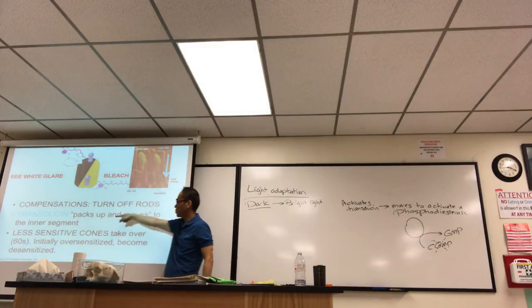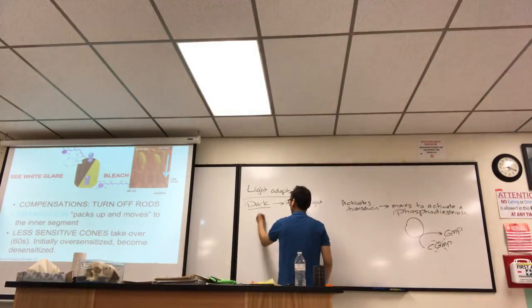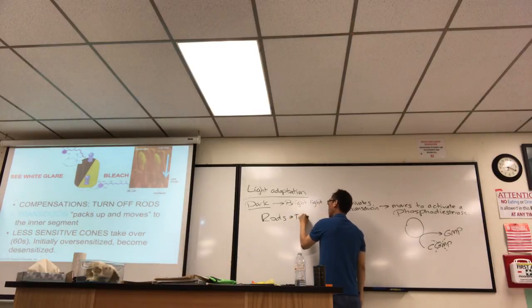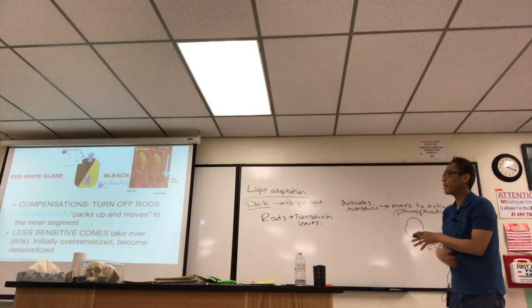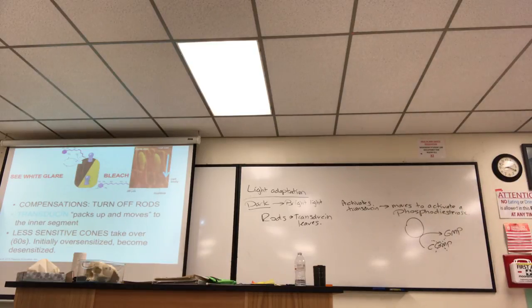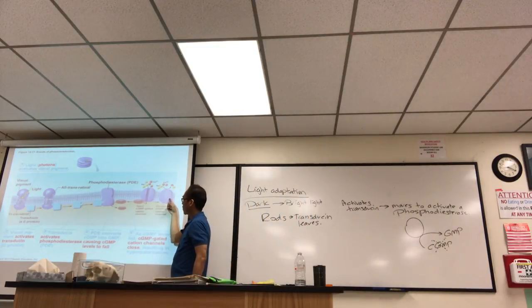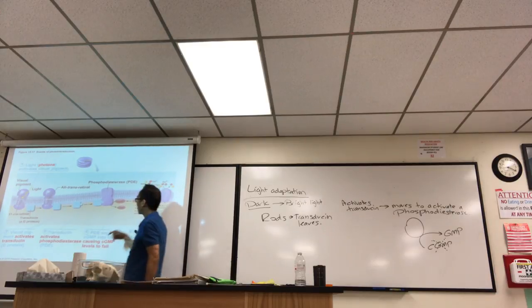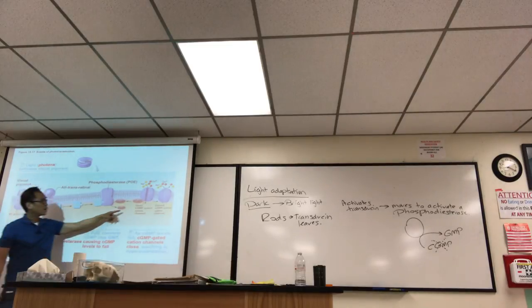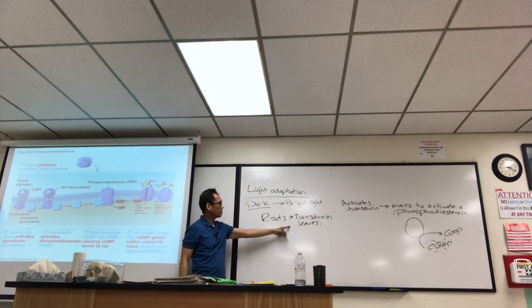So I write this down arrow because transducin kind of leaves and moves to the inner segment. So for rods, it leaves. Okay, so that way, you know, let's see. If transducin is there, you get rid of the dark current, but if you get that dark current, you're going to inhibit everything. So basically, without transducin, you're going to have that dark current. So that's what you want to happen when you go from dark to bright light. Transducin leaves, you're going to get the dark current.